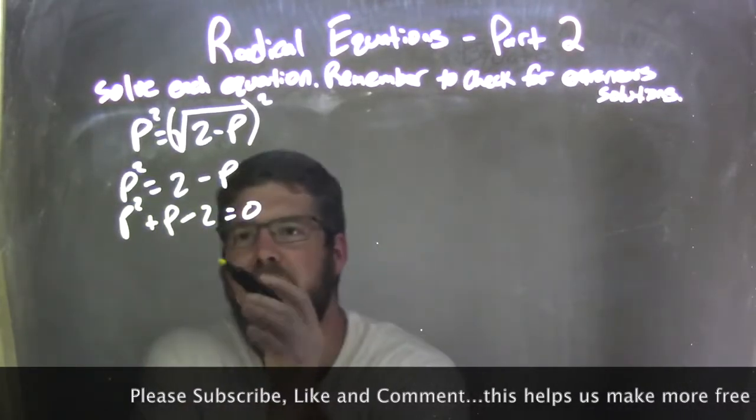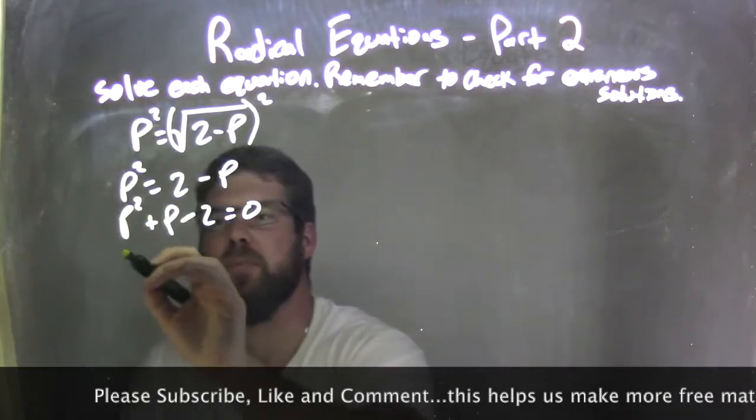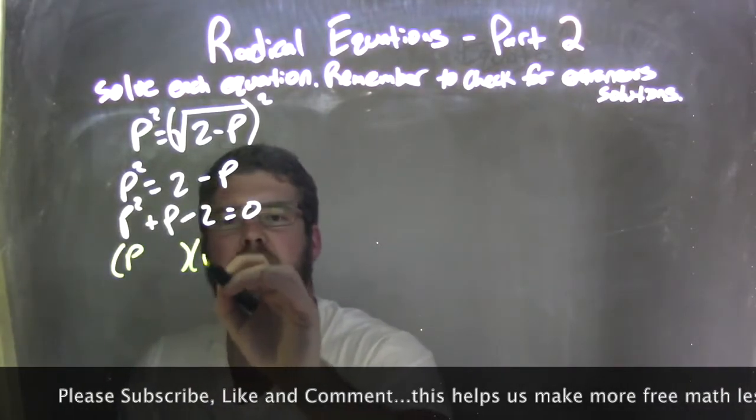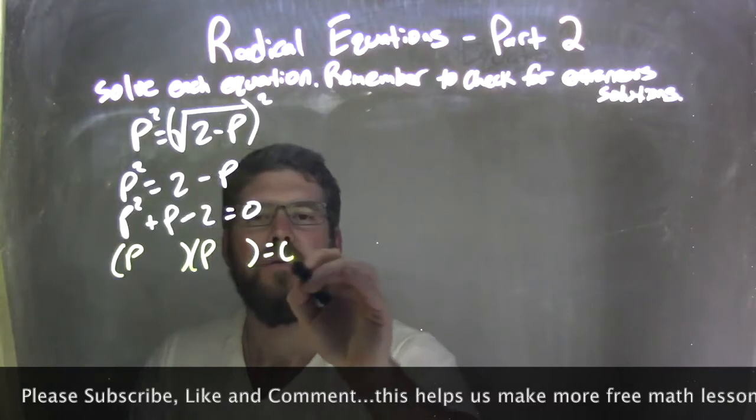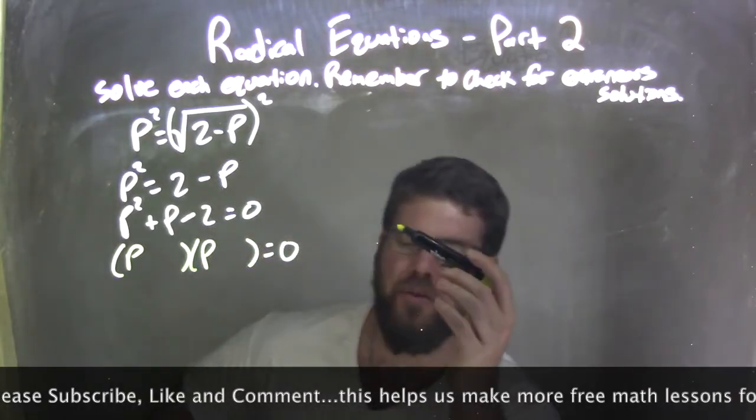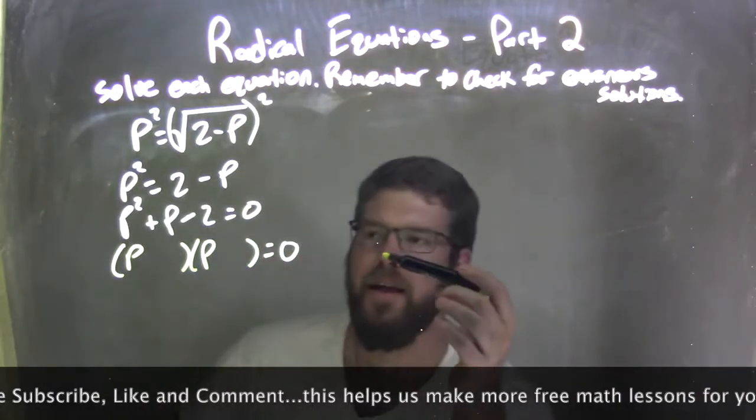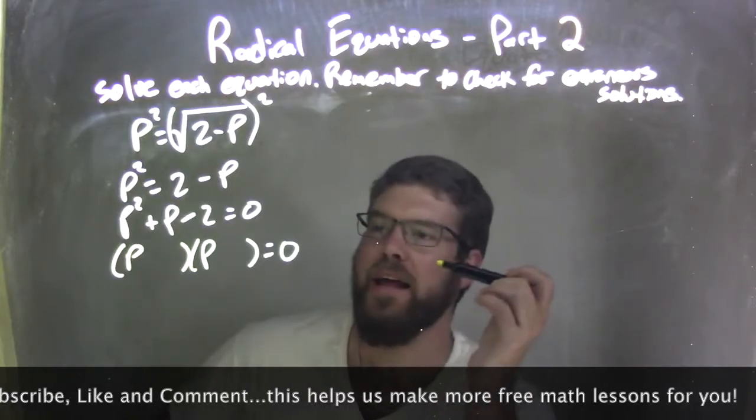Then from here, I need to factor. What two numbers multiply to negative 2 but add to be 1? And that is negative 1 and positive 2.